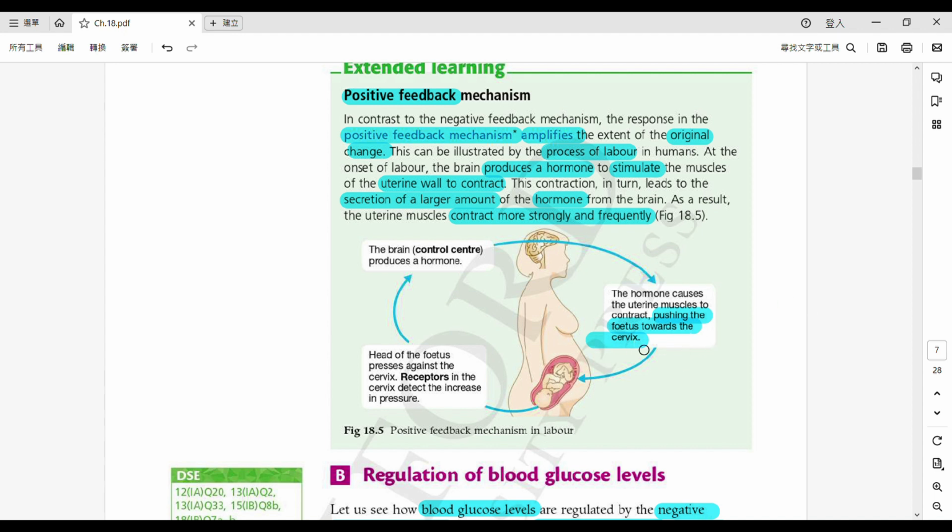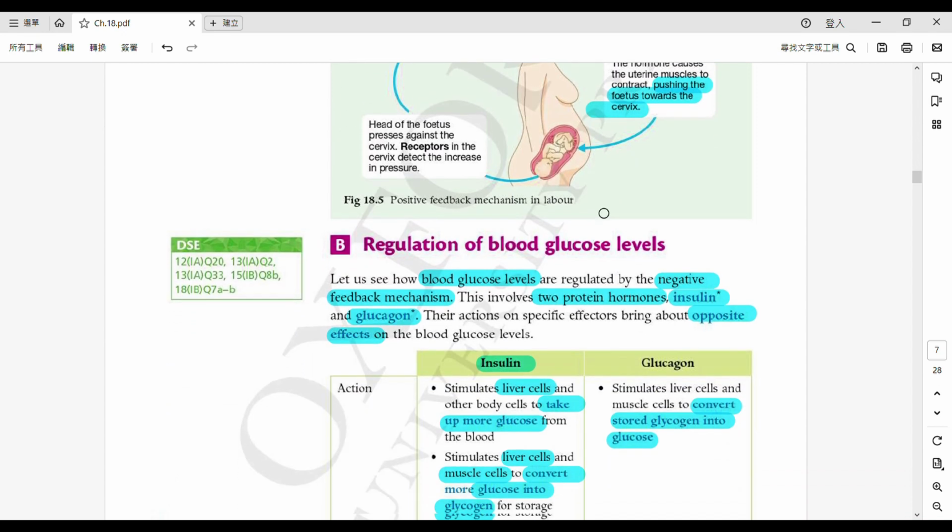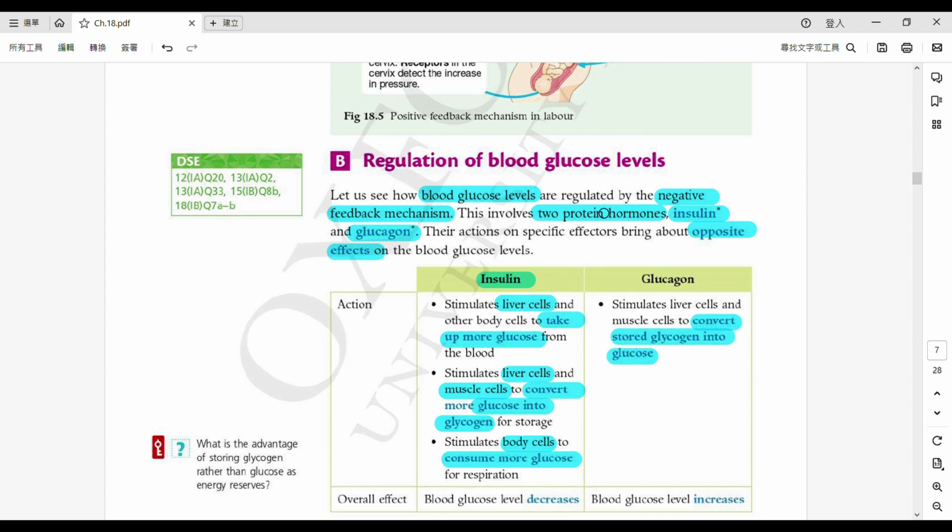Cervix, you only need to be able to read this word; it means the neck of the womb. Alright, cervix. Okay, so that's one example of the positive feedback mechanism. And this is the last part before I end this video.